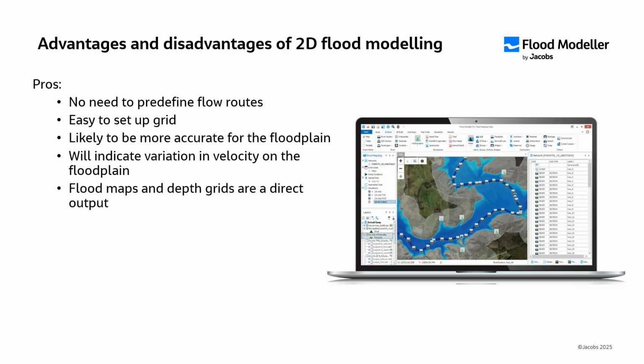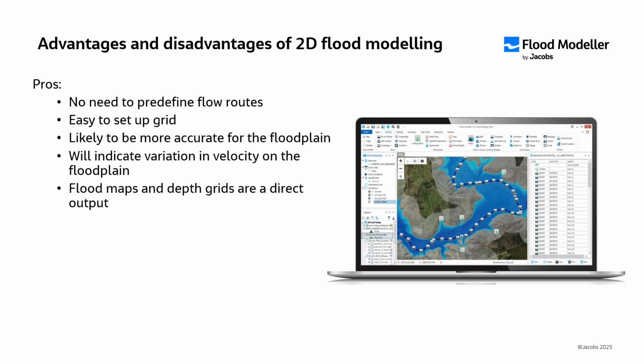As I'll show you in the quick demo at the end, it is very easy to set up 2D flood models and very easy to set up the grid. All you need is some basic input data and you can get going. 2D models are likely to be a lot more accurate for the floodplain, and they will indicate that variation in velocity and hazard mapping on the floodplain.